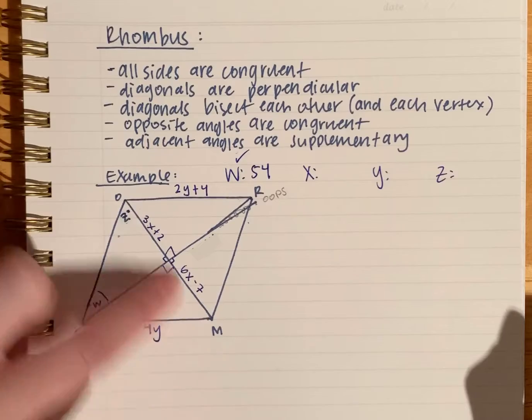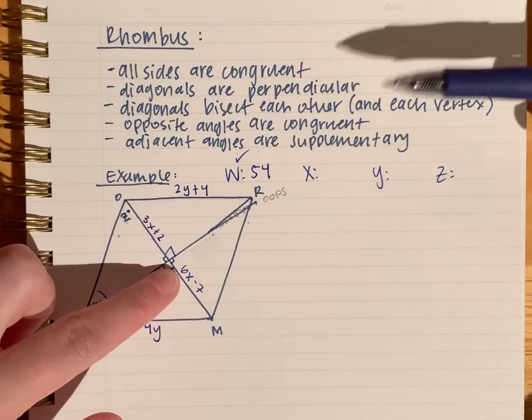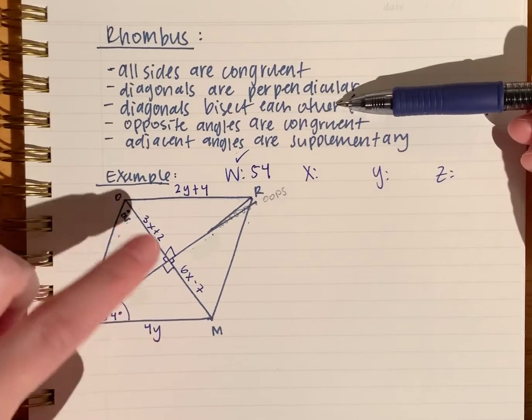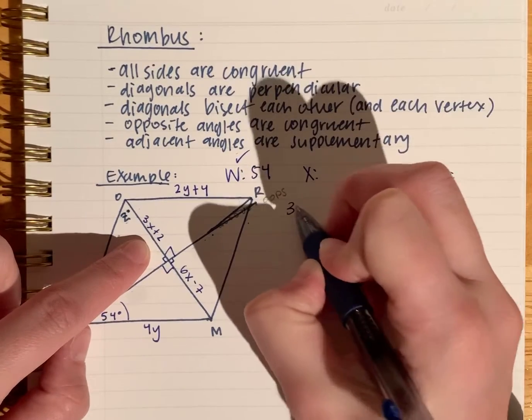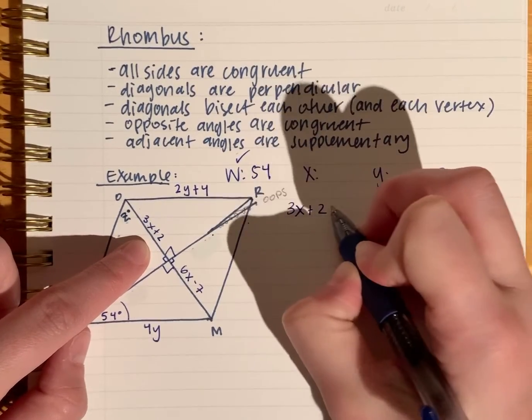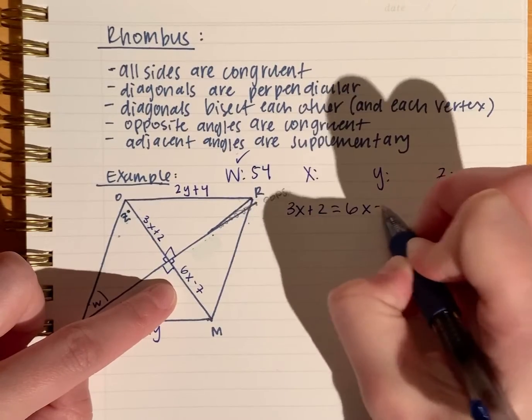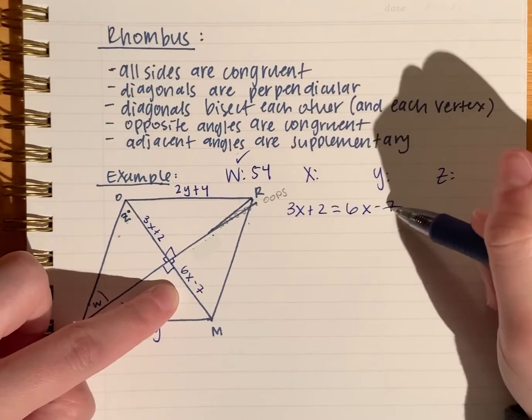The next thing, we can just go in order and solve for X. We're working with the diagonal. We know that they bisect each other, which means we can set these two pieces equal to each other. We have 3x plus 2 is equal to 6x minus 7.